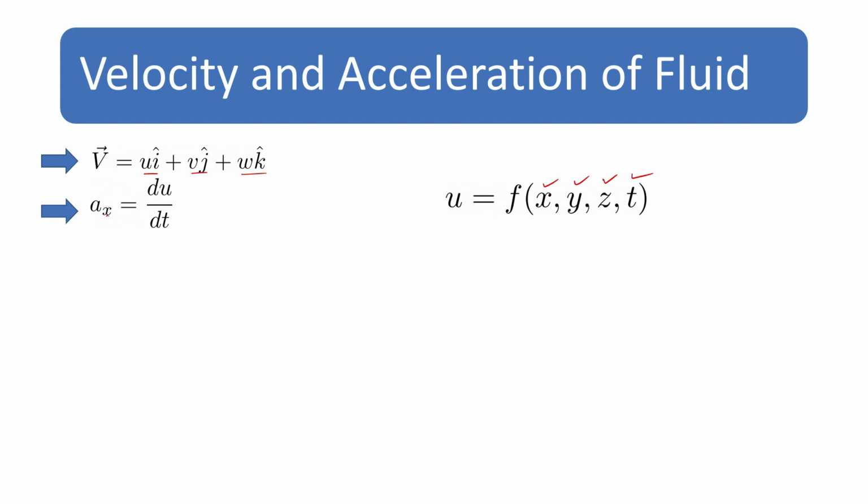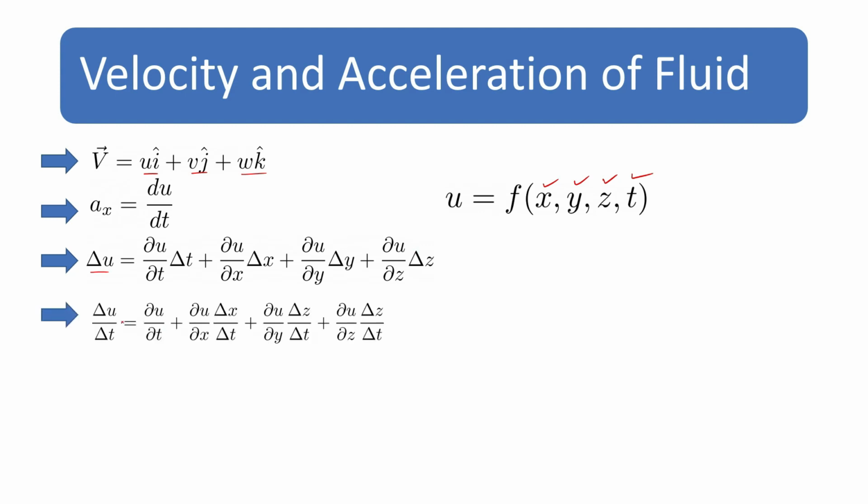So acceleration can be written as ax is equal to du by dt. But the problem is that u is a function of x, y, z, and t. So you need to write it like this. Delta u, the change in velocity in x direction, can be written as dou u by dou t, the rate of change of u with respect to time, into delta t, plus dou u by dou x into delta x, plus dou u by dou y into delta y, plus dou u by dou z into delta z, because it has components in x, y, z, and t.